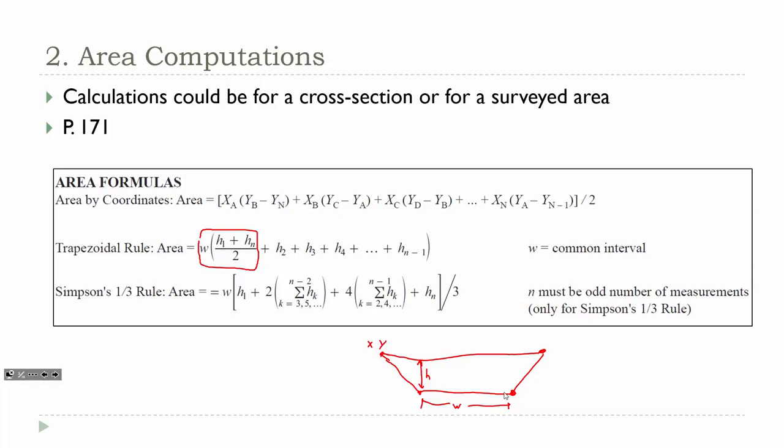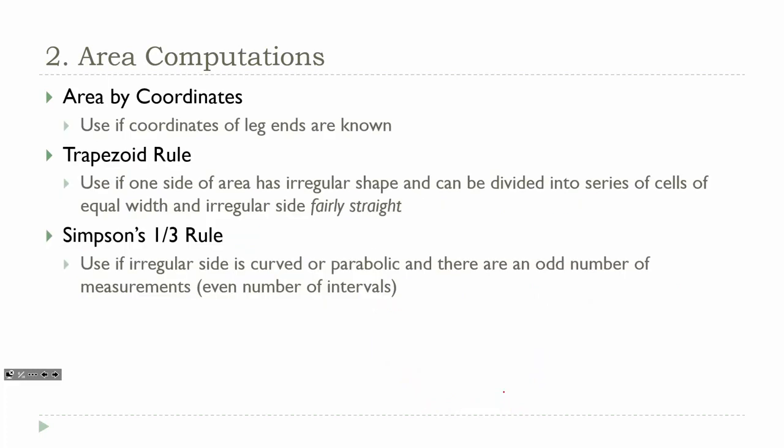So Simpson's 1/3 rule, and I'll get back to you on that if I don't figure it out when we're going through the sample problem. Simpson's 1/3 rule. We don't use that in geomatics, and my example problem doesn't address Simpson's 1/3 rule either. But as for when you use each one, if they give you the coordinates, obviously the area by coordinates is the best route to go.